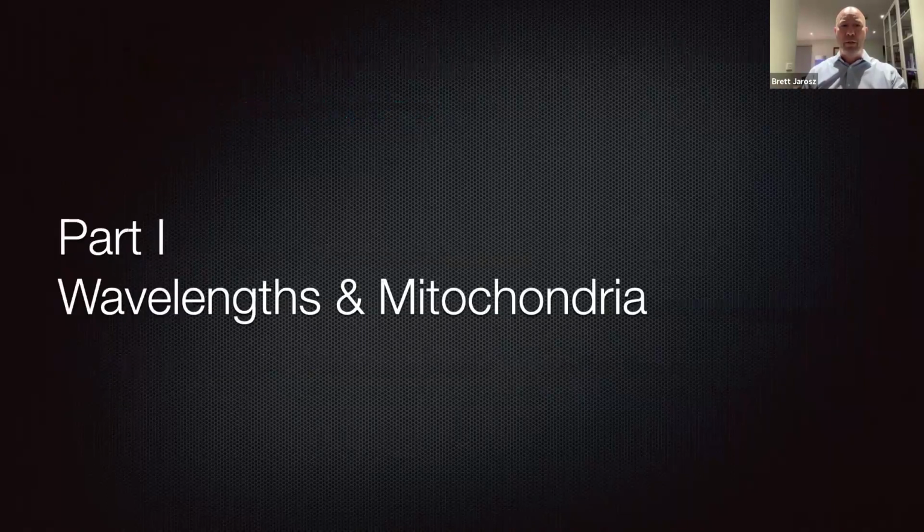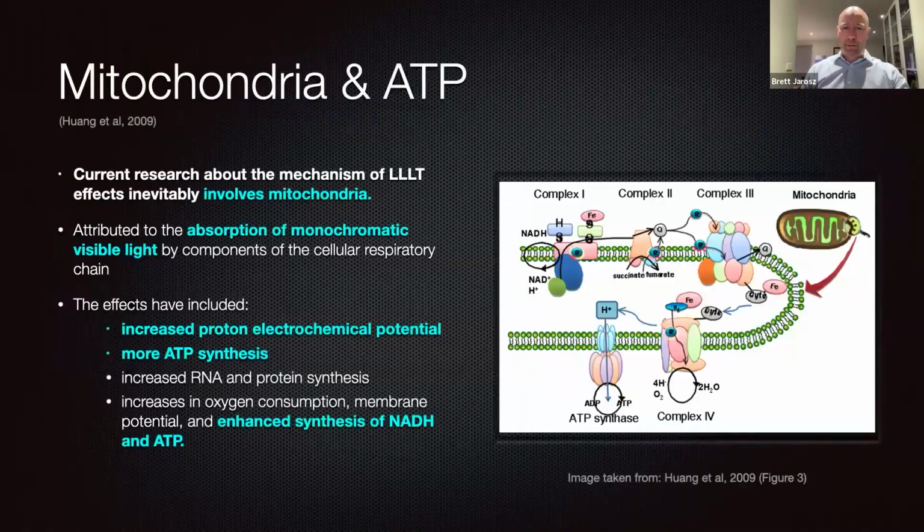So part one, looking at, again, color of light and the mitochondria. If we look at the literature, research about the mechanism of low-level laser therapy inevitably involves the mitochondria. Everything keeps pointing back to that as its function, and it's attributed to the absorption. Keyword, absorption. We have to absorb the light in order for it to have a physiological effect. The key thing, though, is the absorption of monochromatic visible light, so like one color.